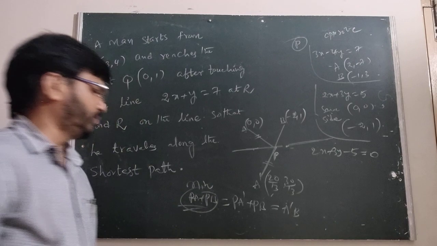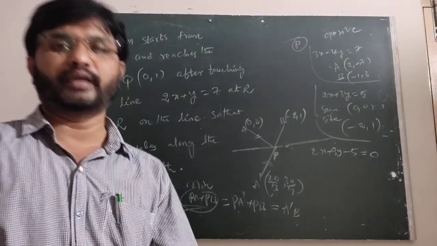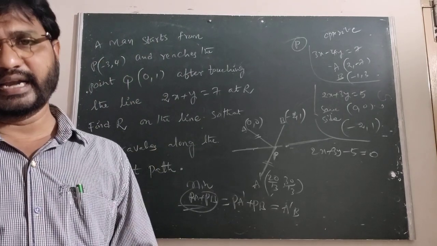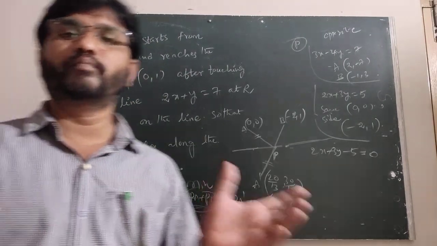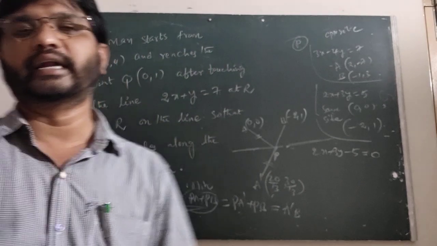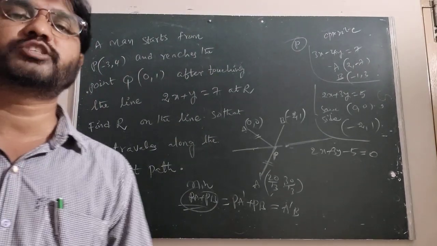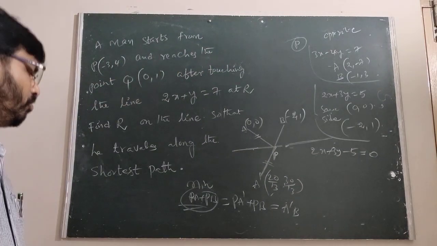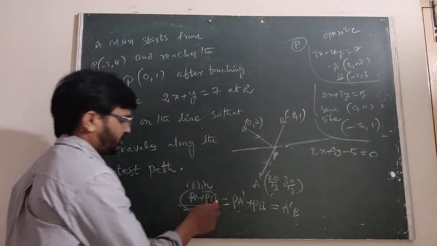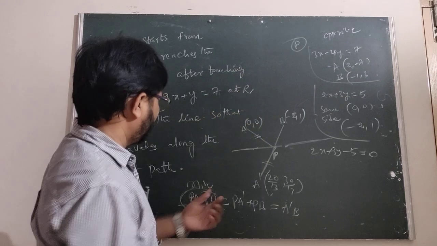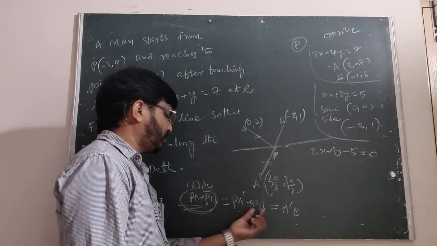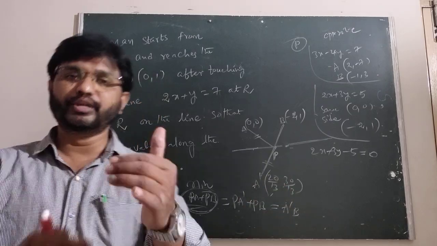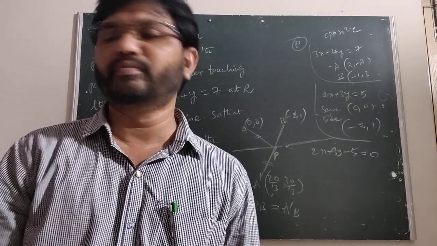Here PA + PB is the minimum, which means that when it is a plus sign it is a minimum, and when it is a minus sign it is a maximum. The sum of two sides is always greater than the third side. The difference of two sides must be less than the third side. Therefore, PA + PB equals PA dash + PB, so we take A dash B as the minimum distance.